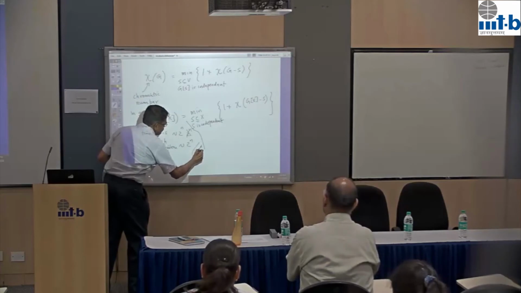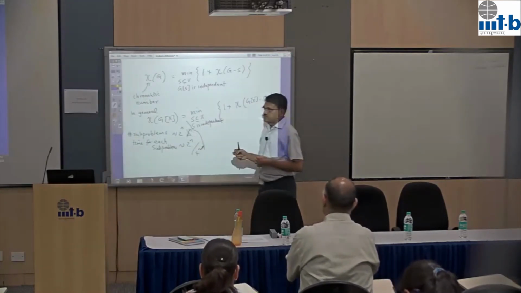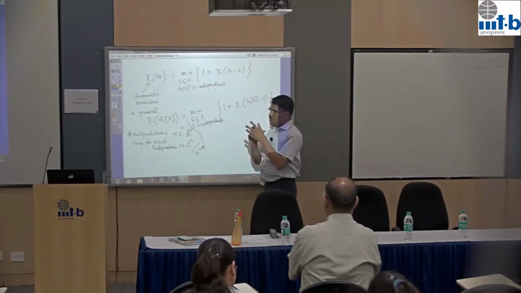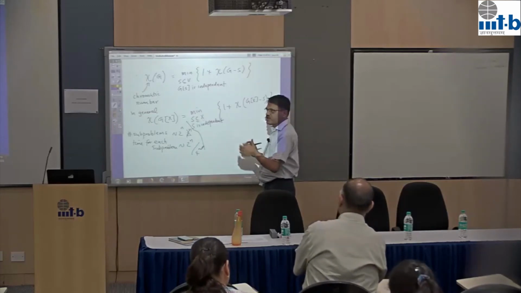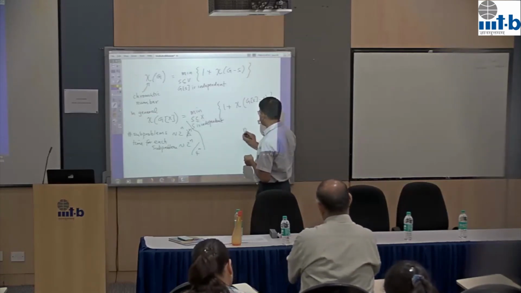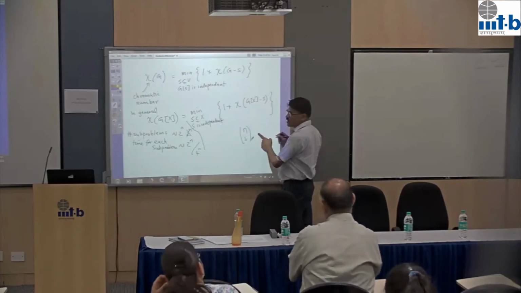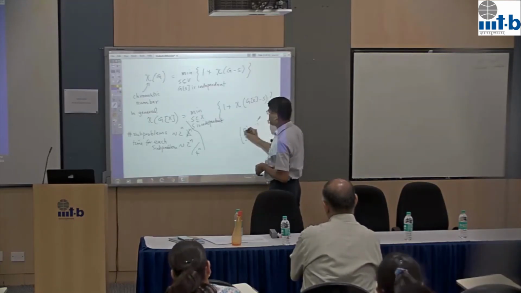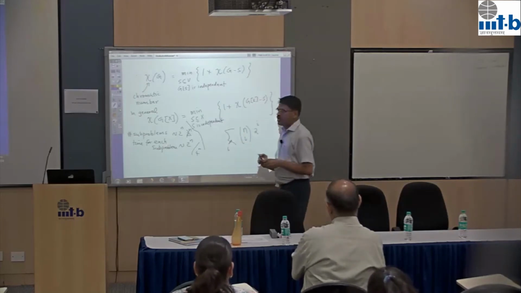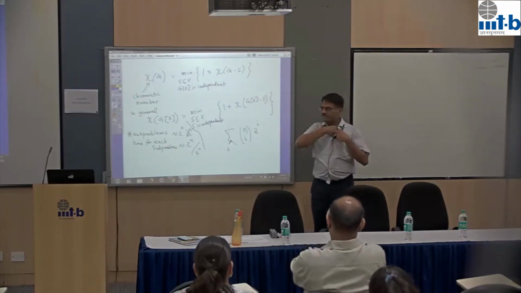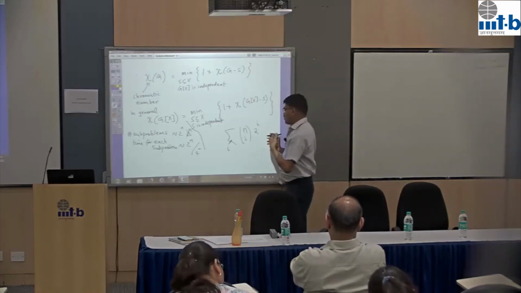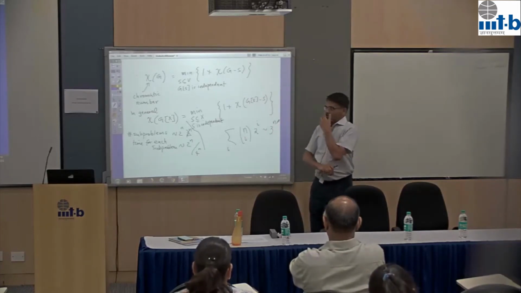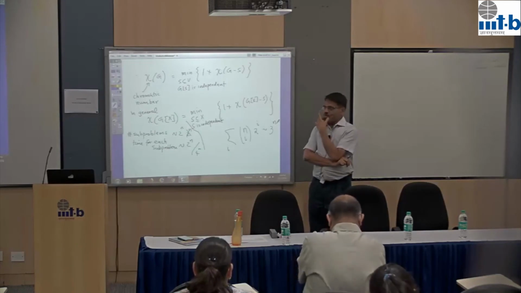So overall, it looks like 4 power n, but here is a way to analyze it. The number of sets of size i, how many are there? n choose i. For them, the running time is 2 power i, not 2 power n. You can do this over all i. What is this? 3 power n, because this is just a binomial.